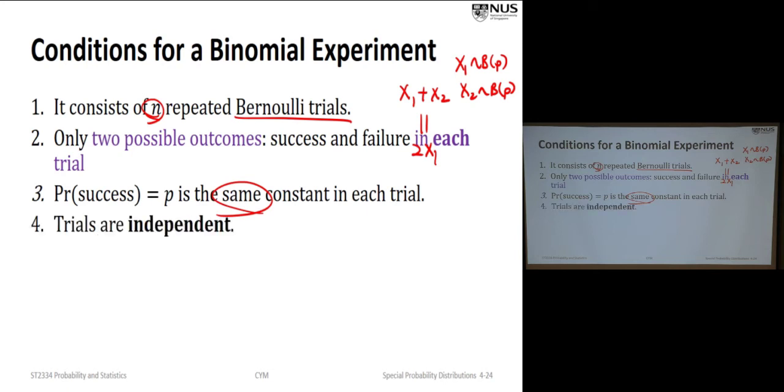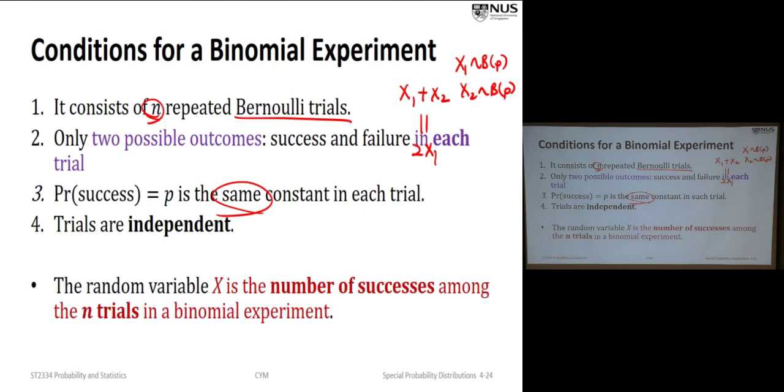And all these trials are independent, which means that the outcome of one trial is not linked to the outcome of the other trials. So the random variable x is the number of successes among the n trials in a binomial experiment. And then we say that x follows a binomial distribution with n and p as parameters.